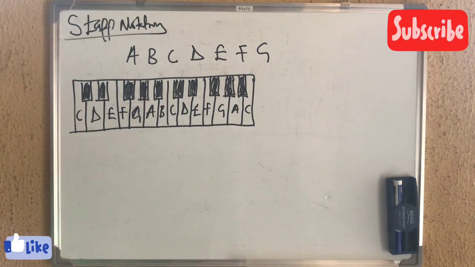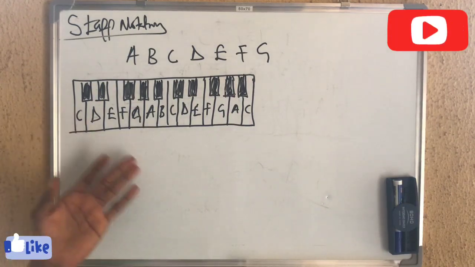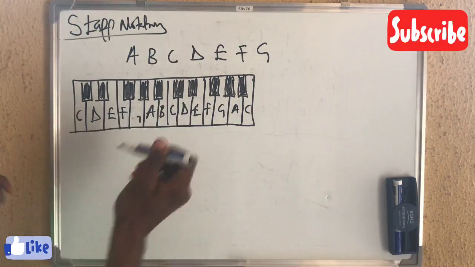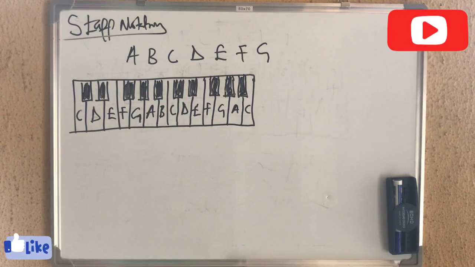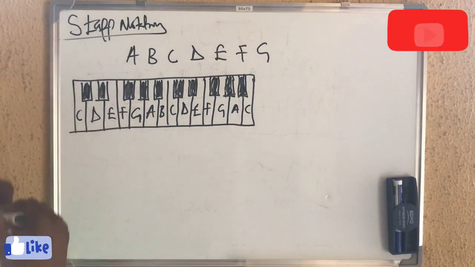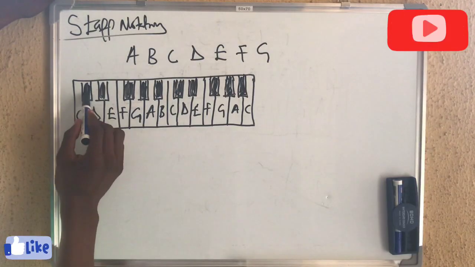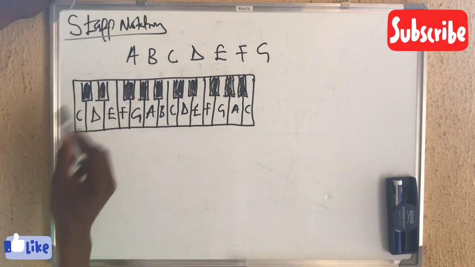So how do we know which keys are which? Let me make this nice for you to see. This is key G. How do we understand everything about this keyboard? Coming to it, we have key C to be the key before the two black notes. As you can see, these are the two black notes. So key C is the key before the two black notes.